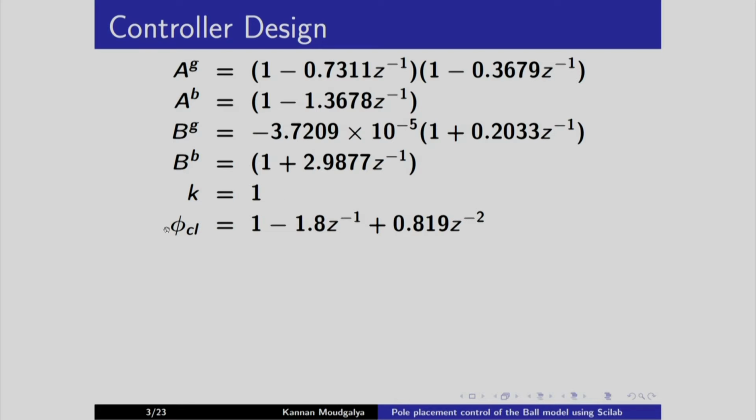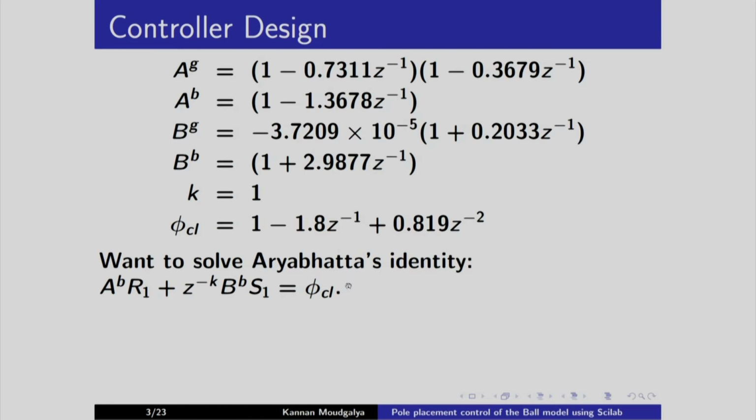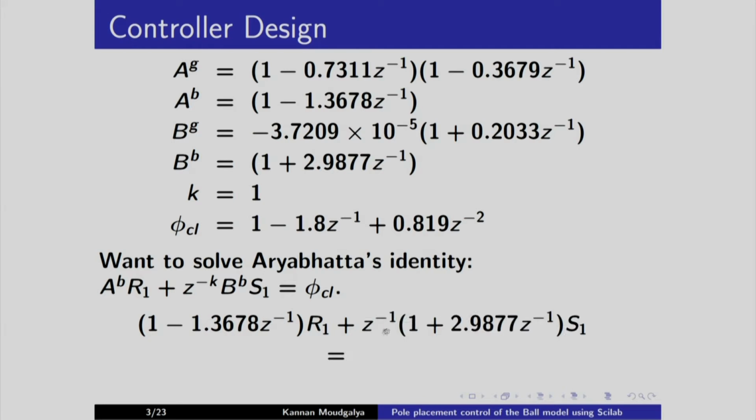We obtained the closed loop characteristic polynomial as given here, and we want to solve the following Aryabhata's identity. And so let me substitute. AB is given here, which is the second line here. So I write it here, the unknown is R1. From the second term I have z power minus 1. For BB I have this into S1, another unknown, equals phi CL, which is this.